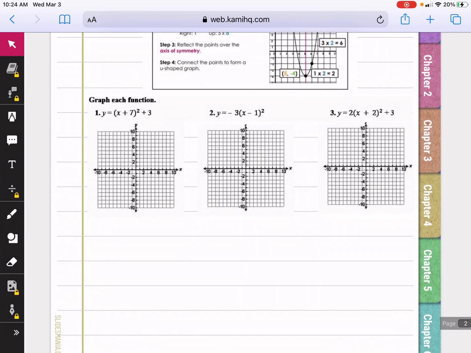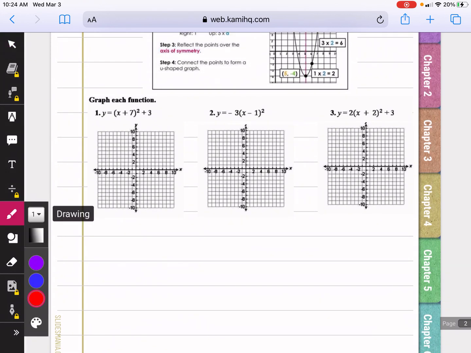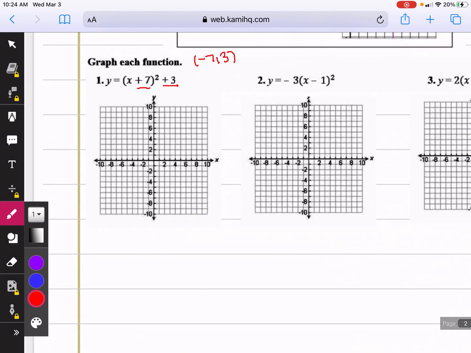So here, let's look at our first example. We're going to start by identifying my vertex. So I need to look at my h and my k. Remember, change it, keep it. So here my vertex is negative 7, 3. That's going to be my first point that I plot.